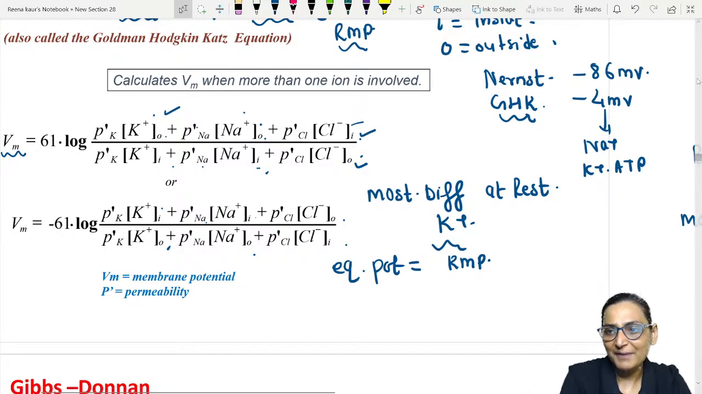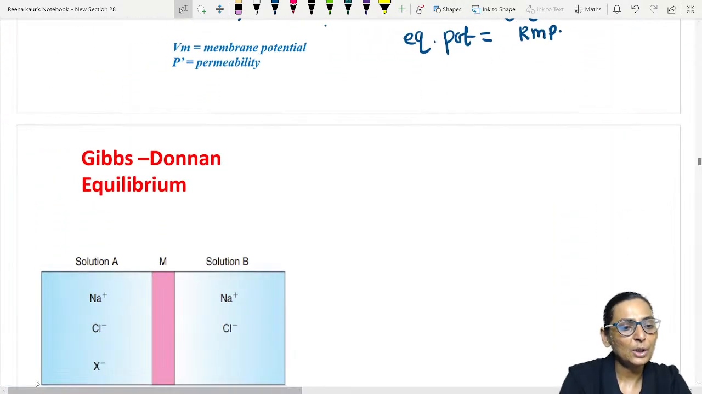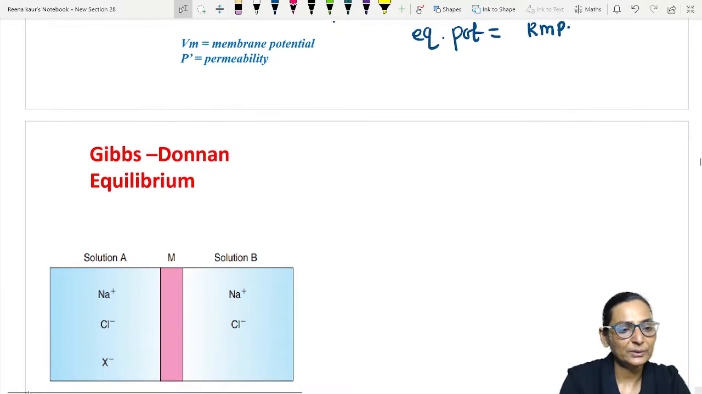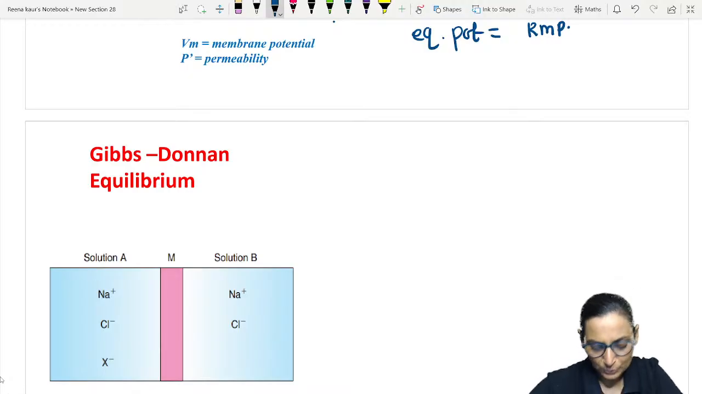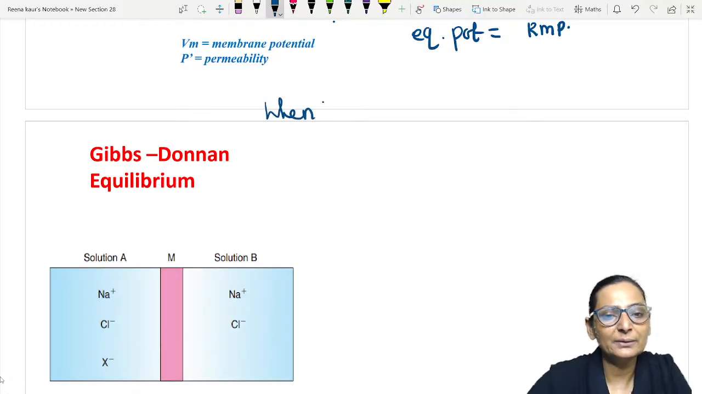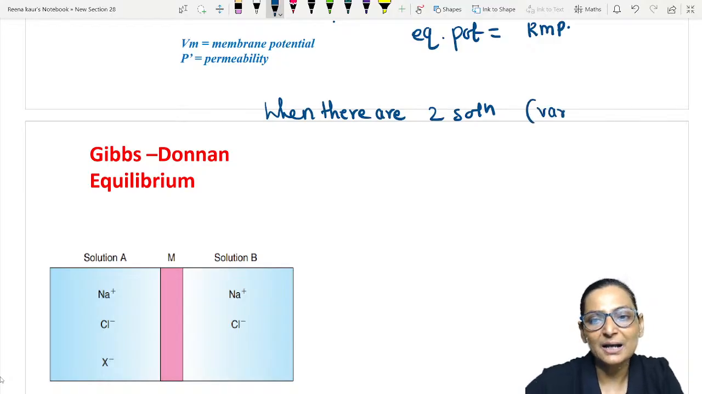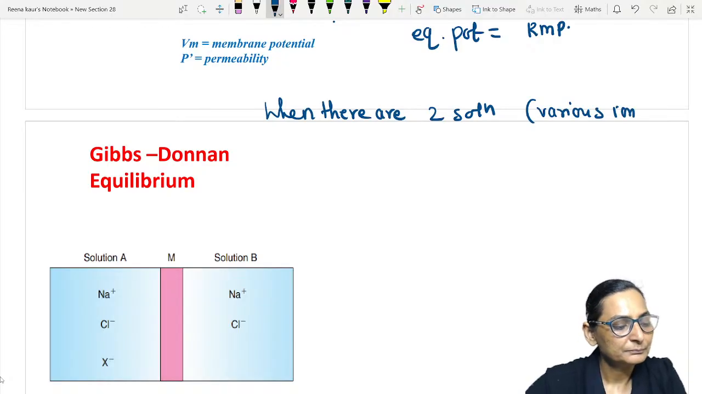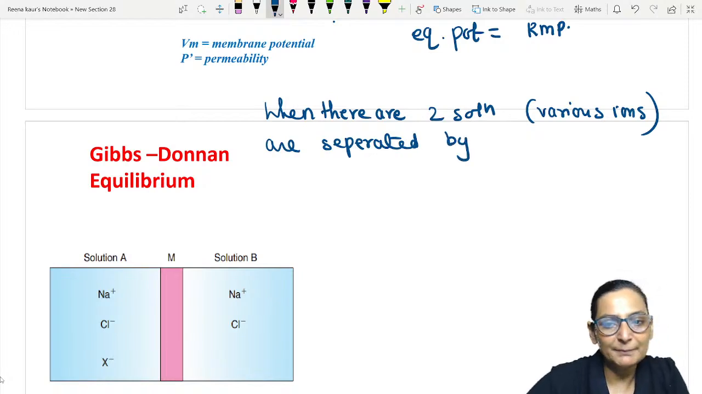Now the last factor which contributes indirectly is the Gibbs-Donan equilibrium. Now what is this Gibbs-Donan equilibrium? Okay, let us see what the Gibbs-Donan equilibrium is. Now when there are two solutions, they contain various ions and they are separated by a semi-permeable membrane, okay, by a membrane.